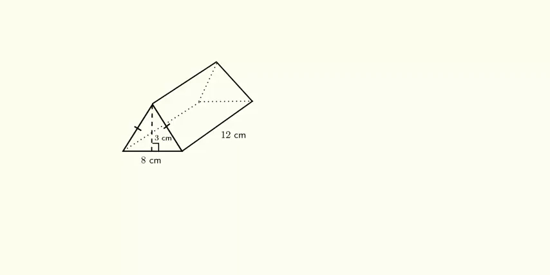Okay, so volume is just the amount of space that a three-dimensional object takes up. And in previous videos we talked about how to find the volume of prisms, and to find the volume of prisms we use this formula. Volume equals the area of the base, represented by the capital B, times the height of the prism.